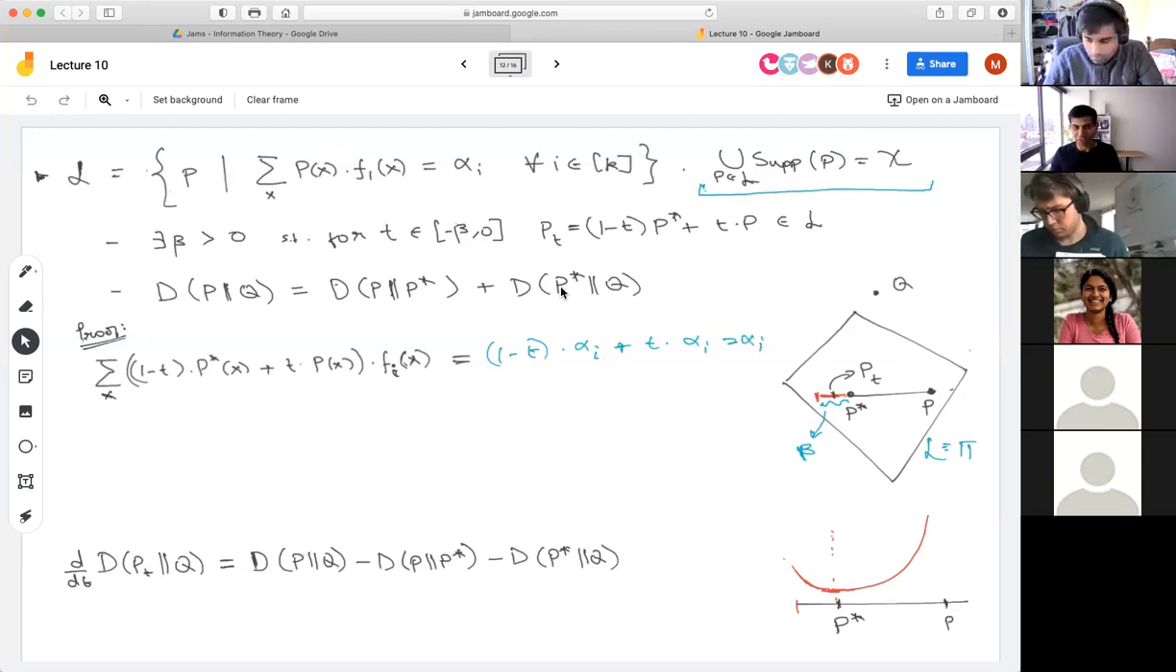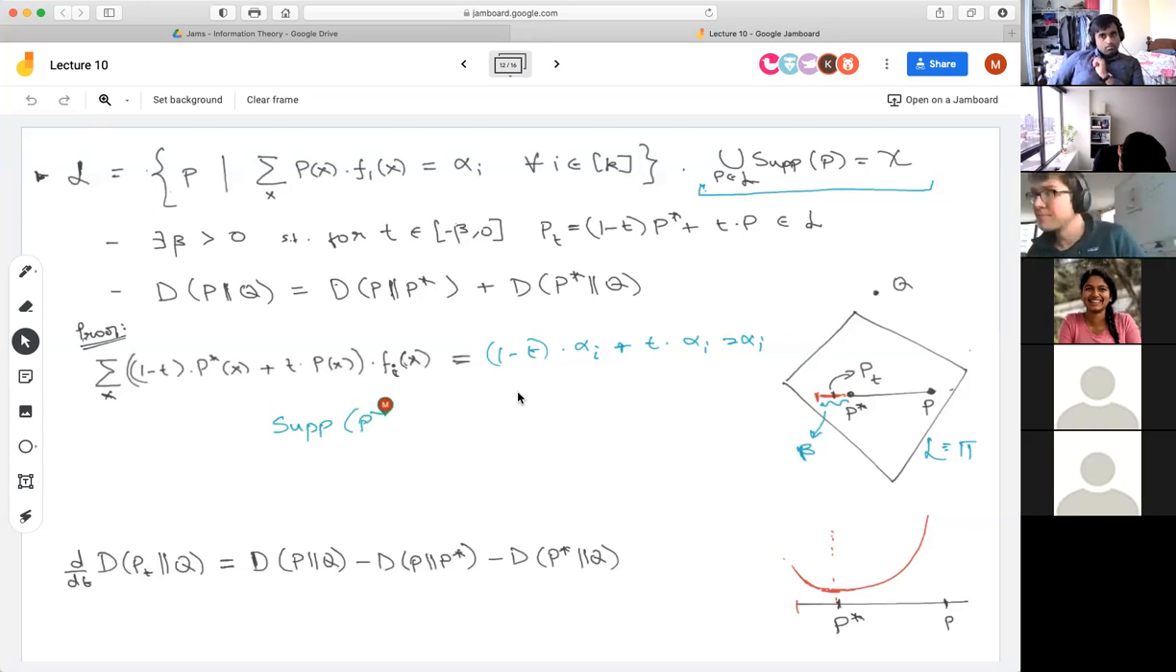So the equalities are always satisfied. There's nothing off there. The only issue is that the probabilities might become negative. They might not remain non-negative if you move in the other direction. But in particular, we know that the support of P star contains the support of any P inside this set. We just proved that a couple of slides ago.